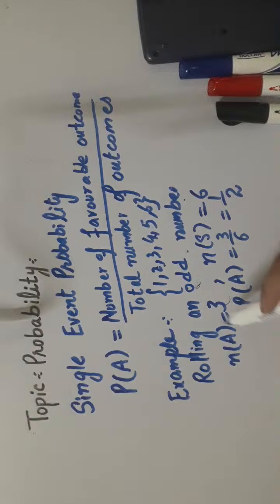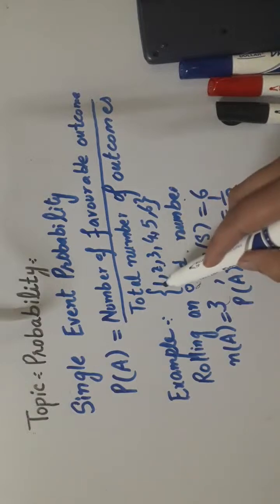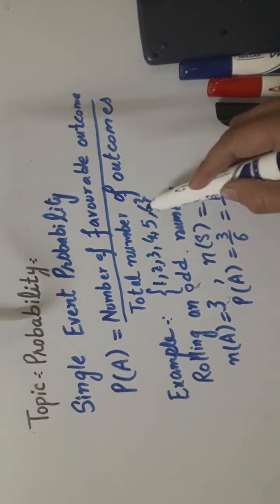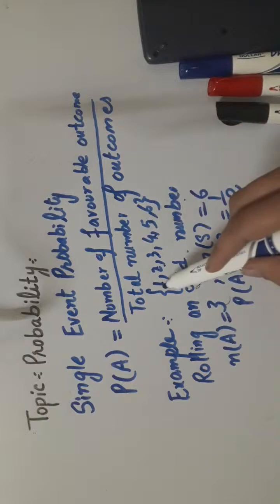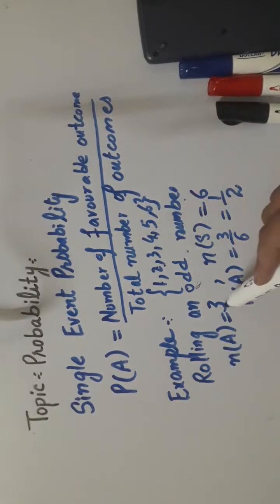So the probability is odd numbers are 1, 3 and 5. So the number of elements is 3 and the total numbers are the same. So the probability of an odd number is also the same.